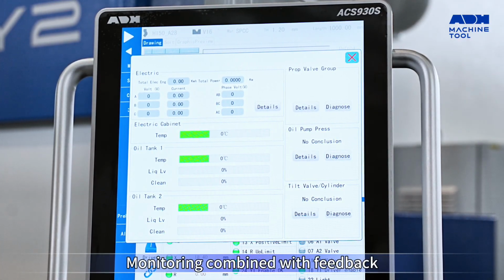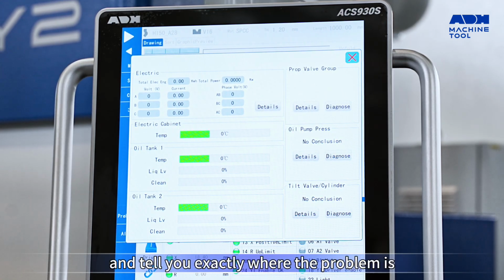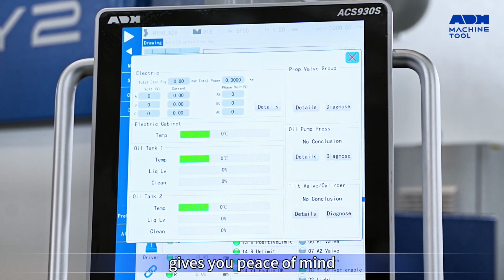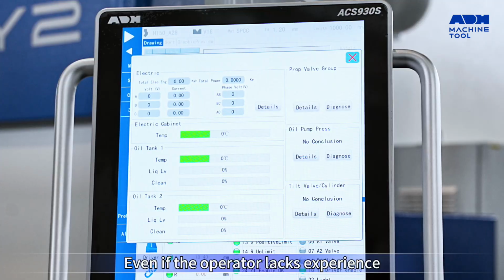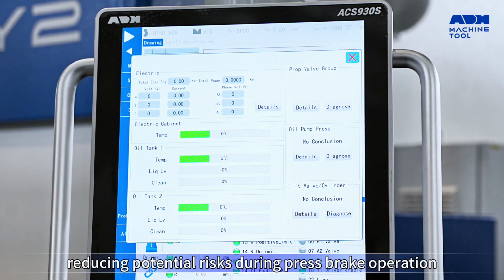Monitoring combined with feedback, if there is any anomaly, the system will actively report it and tell you exactly where the problem is. Therefore, equipping the press brake with such a system gives you peace of mind. Even if the operator lacks experience, the system will actively help them identify issues, reducing potential risks during press brake operation.